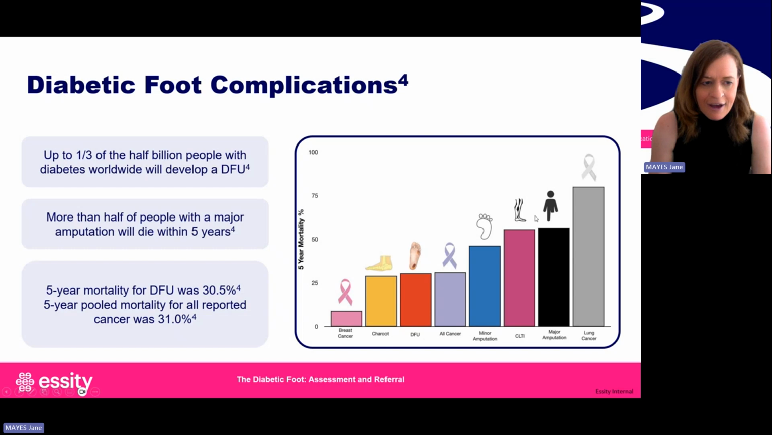So you can see on this graph mortality at 5 years for lung cancer is high in its percentage. But when we look down to amputations and peripheral arterial disease, those are high, along with just a diabetic foot ulcer mindset. So it's up there. Its mortality is great when we're thinking around patients with this presentation. So we do need to recognise diabetic foot ulceration or the at-risk foot early on in our patient's journey.